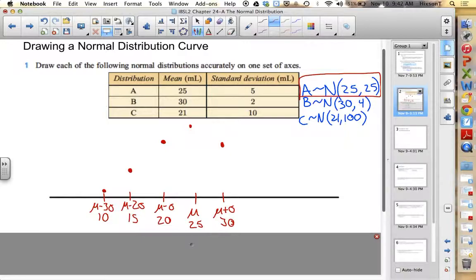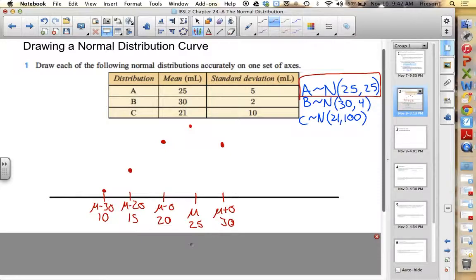So mu would be like 50%, and then 2 standard deviations from mu would be like 25%. Mu is 50%. We'll get the other percentages actually. It's not like quartiles here. Okay.